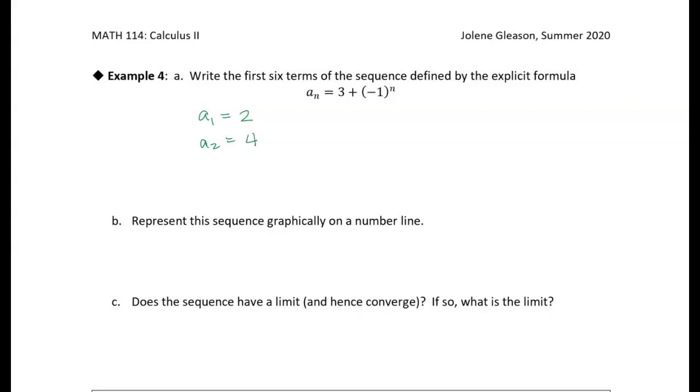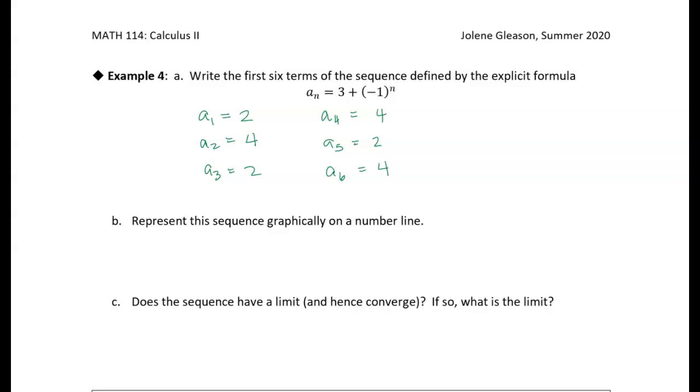And this minus 1 to the n is just going to oscillate back and forth between positive and negative 1, so we're going to get a3 is equal to 2 again. Then a4 is equal to 4, a5 is equal to 2, a6 is equal to 4. Okay, so we're just flipping back and forth. The odd numbered terms are all 2 and the even numbered terms are 4.